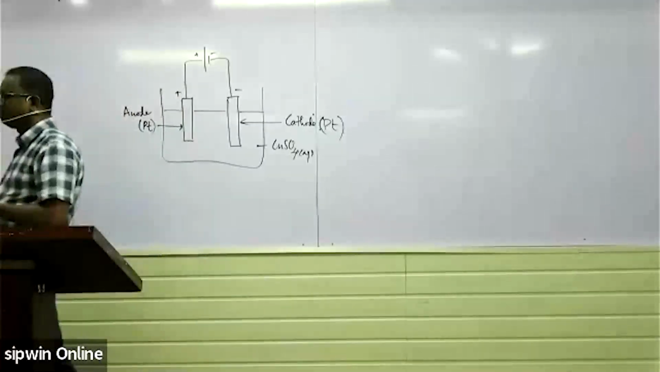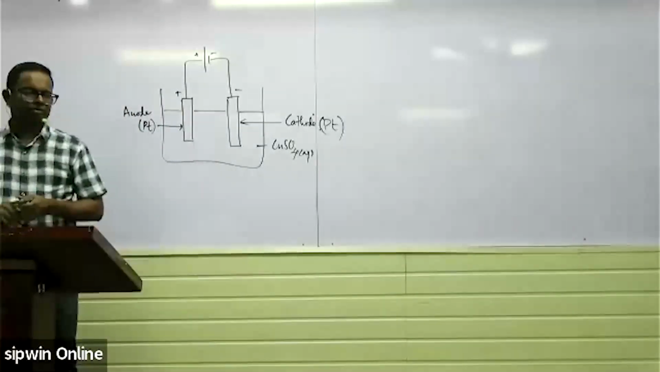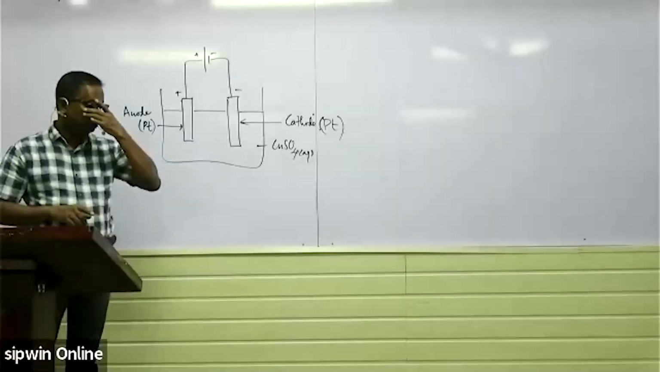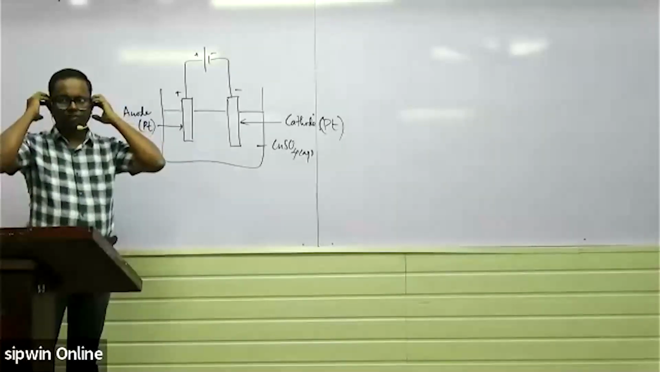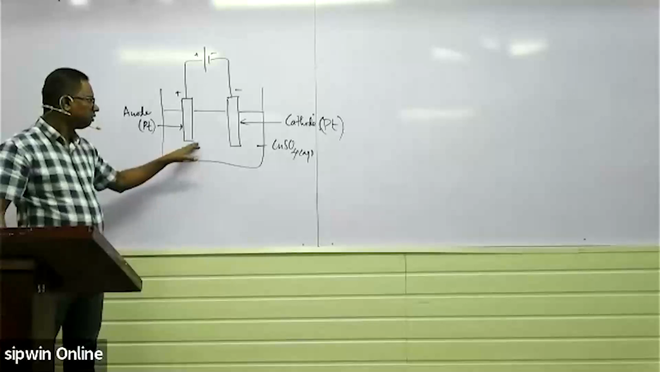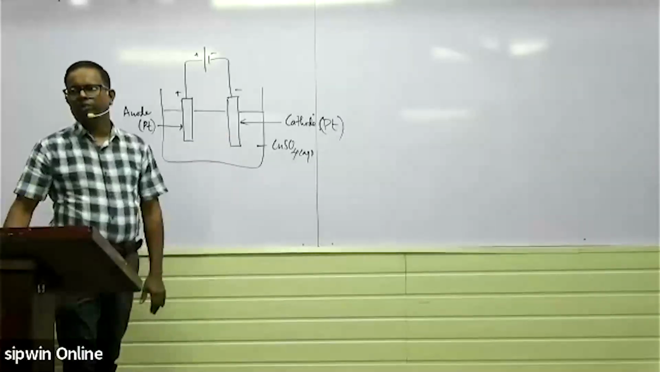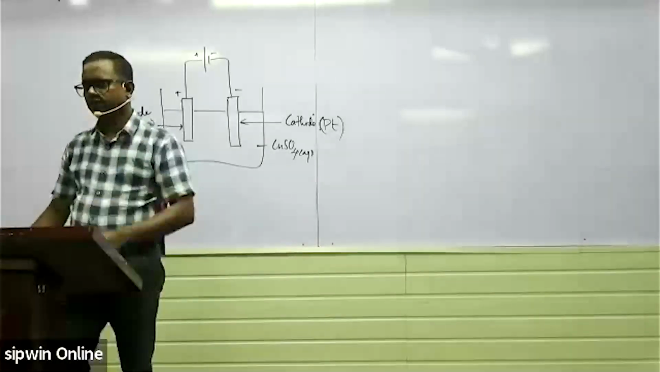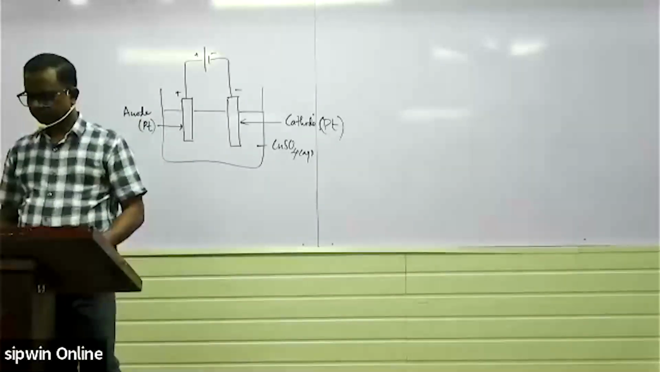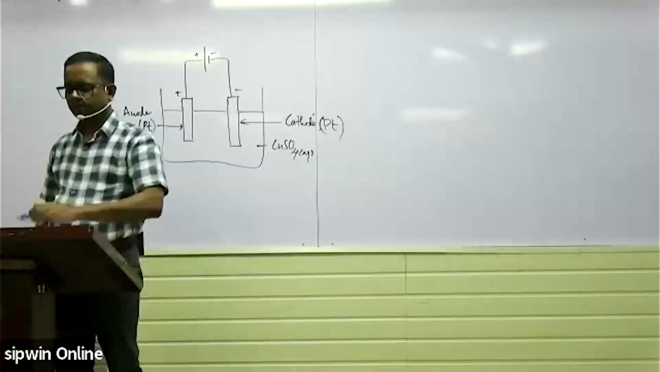Observations: deposition of copper on the cathode, evolution of air bubbles near the anode, and the blue color of the solution decreases. Next topic.